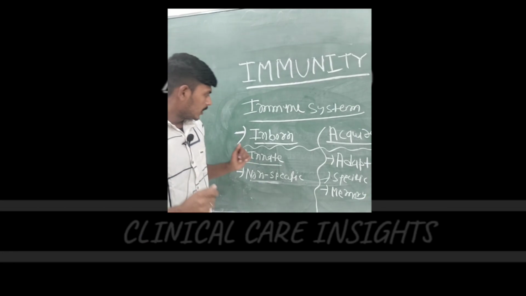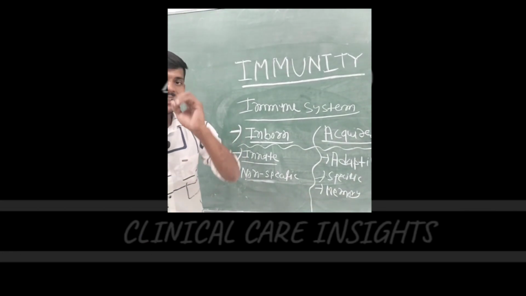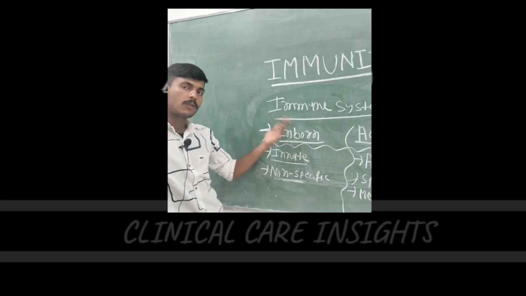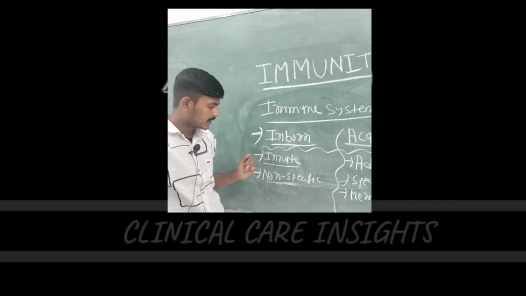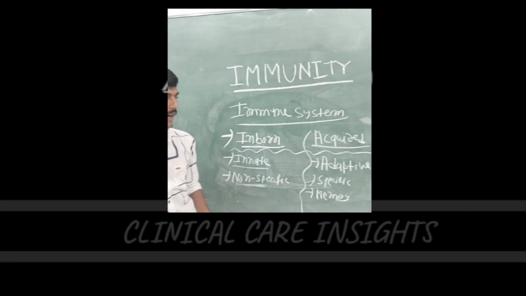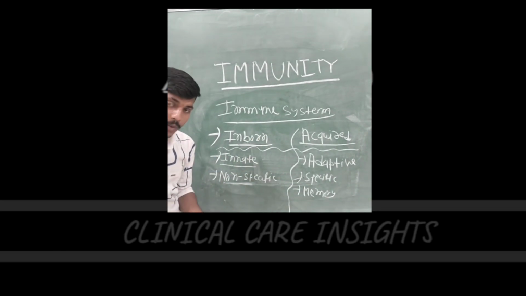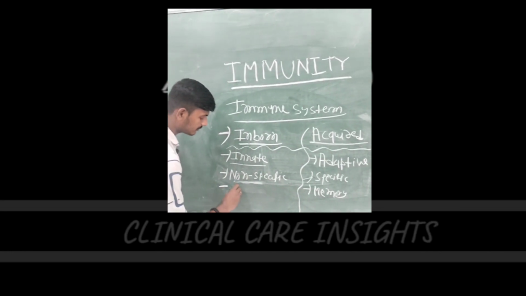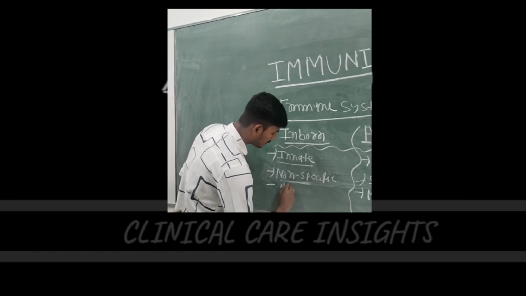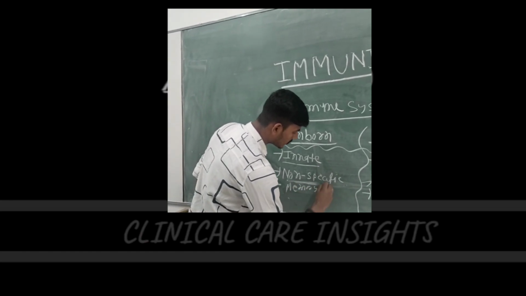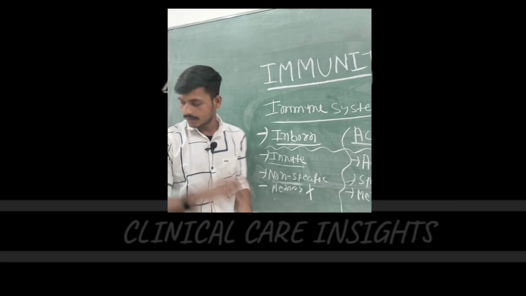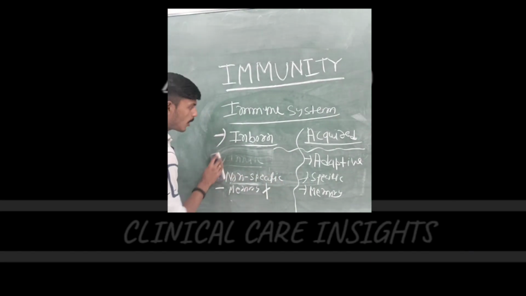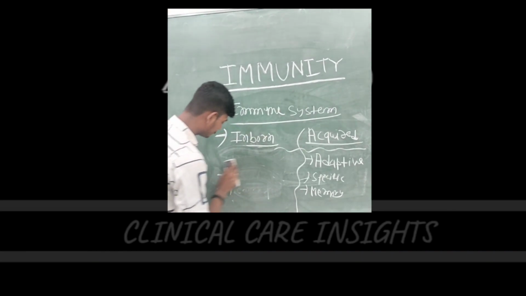So till now we understood the three alternative terms related with inborn immunity. First one itself is called inborn, second is innate, and third one is non-specific. Whereas acquired is also called adaptive immunity. It is a specific immunity and driven by memory. Here there is no memory, the memory is not generated. Clear?